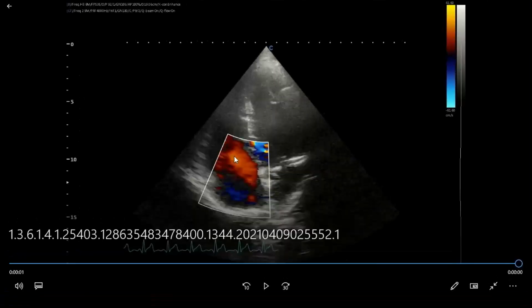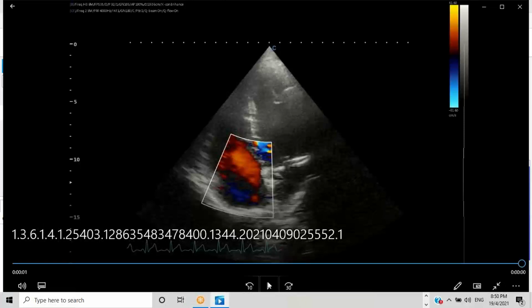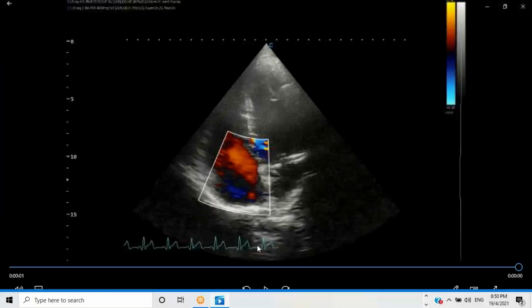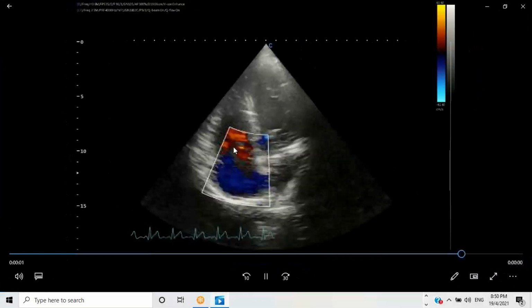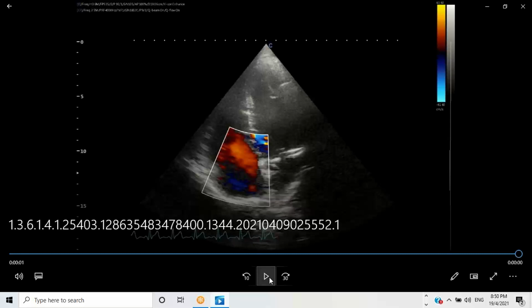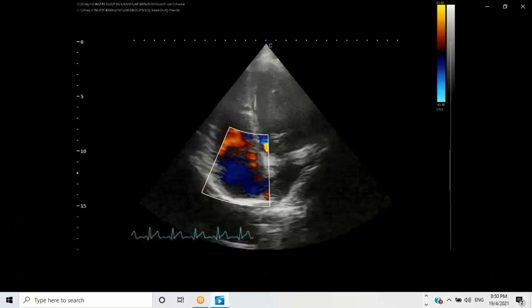Okay, so this is your TR. Well, not very significant, but there's TR. You can see the mosaic or the bluish color right there.